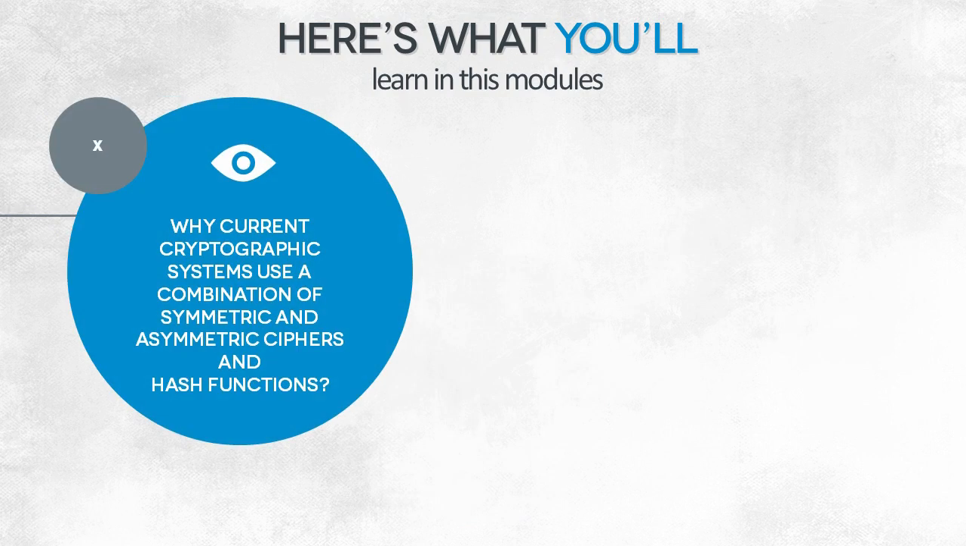At the end, we'll also discuss a way in which three basic algorithm types, symmetric ciphers, public key ciphers, and hash functions, are used together in modern cryptographic systems.